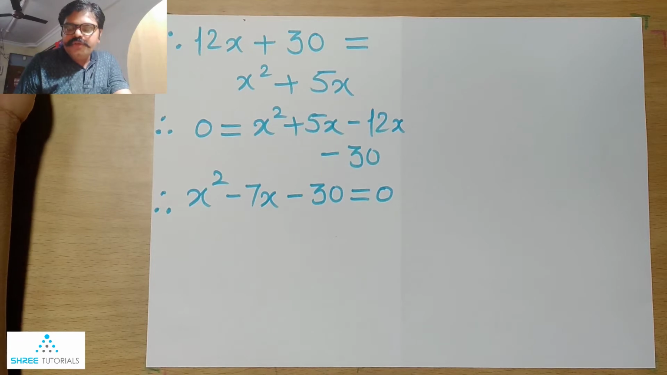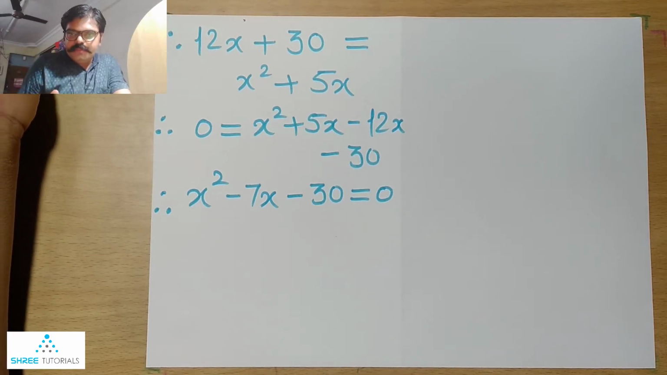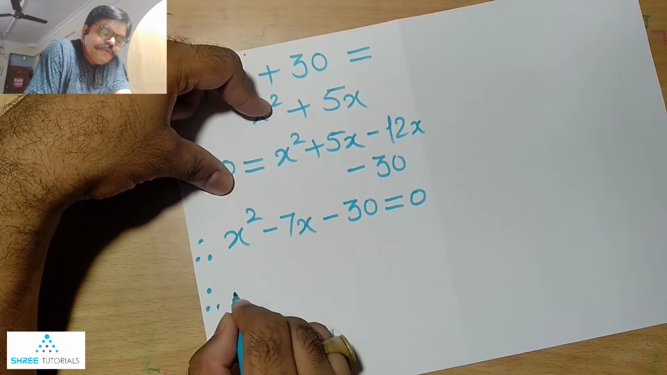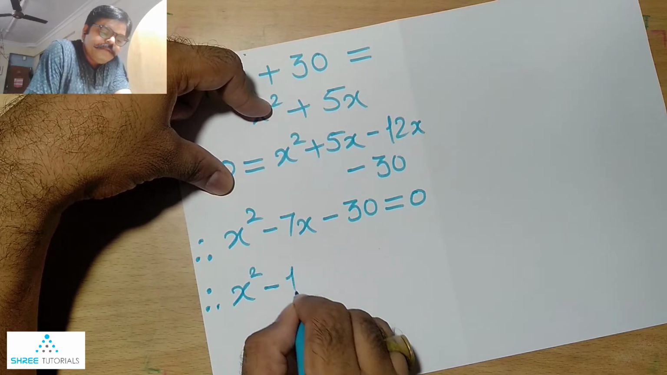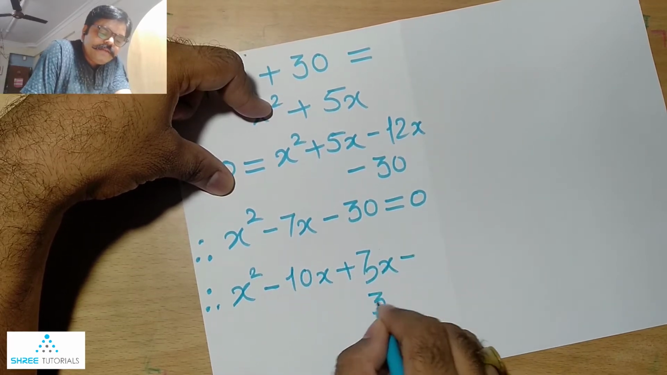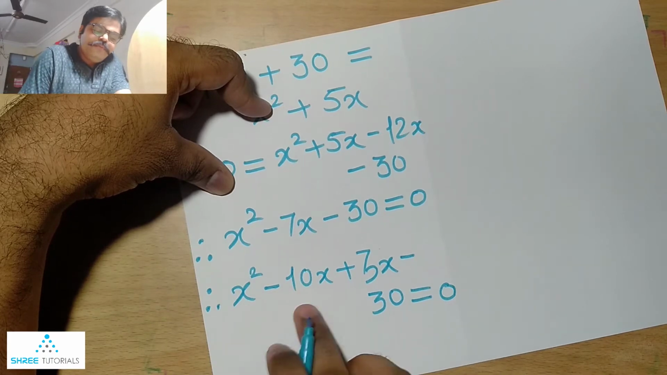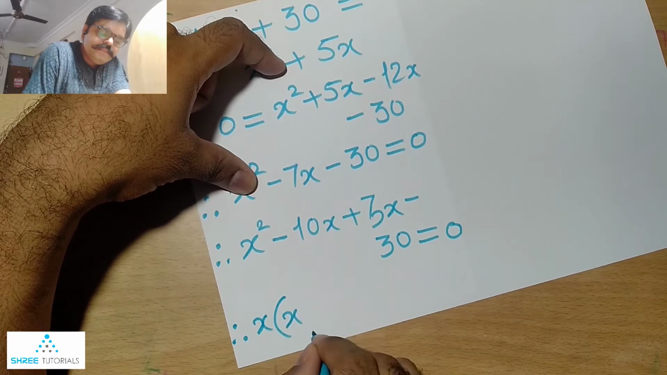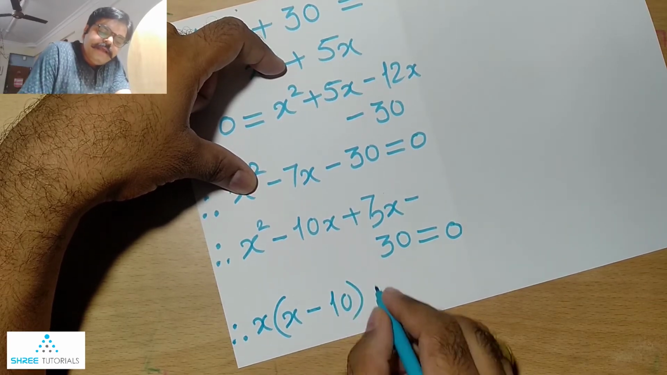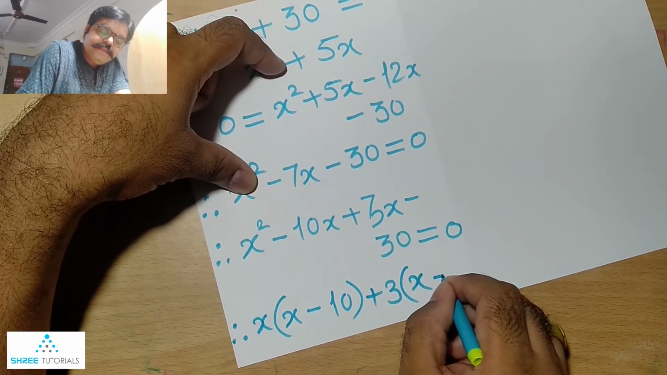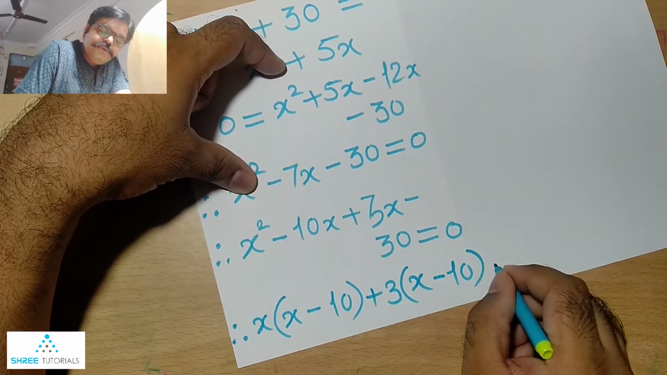Now this quadratic equation we are going to solve by the factorization method. For 30 we are going to have factors 3 multiplied by 10, and therefore the quadratic equation will look like x square minus 10x plus 3x minus 30 is equal to 0. From the first two terms we get x as common, what remains inside is x minus 10, and from the other two we get 3 as common, what remains is x minus 10.